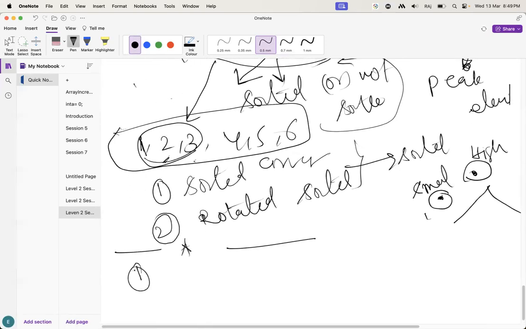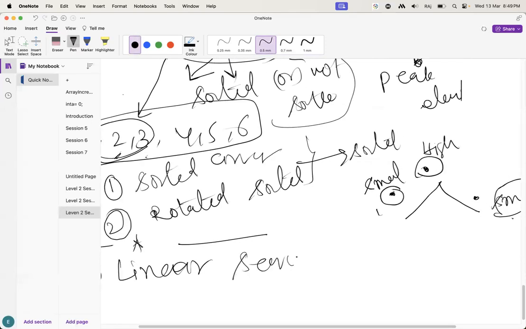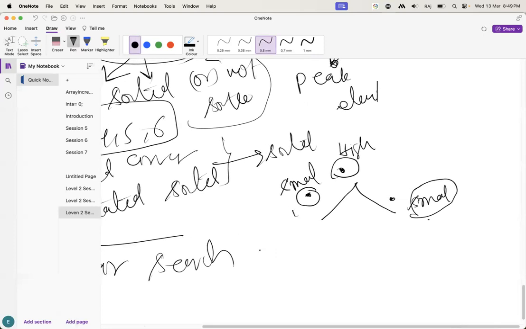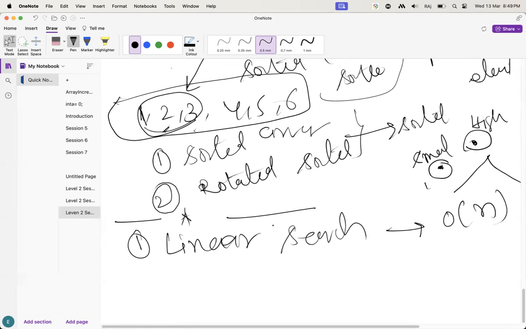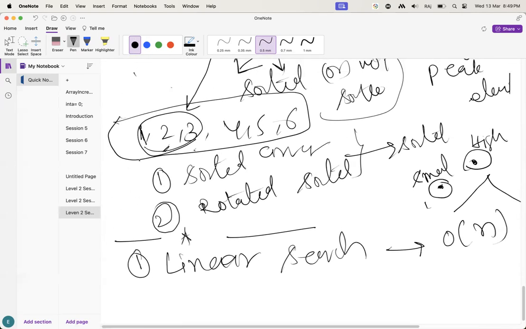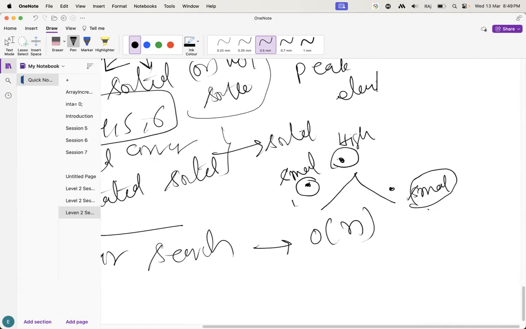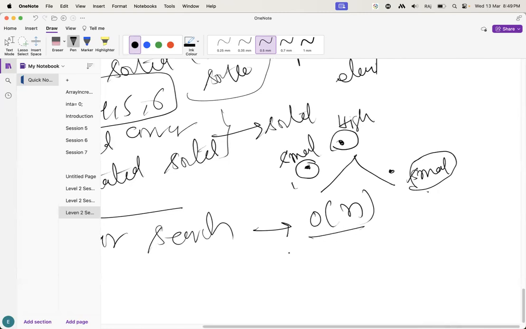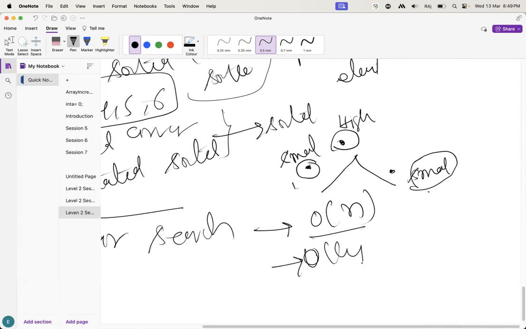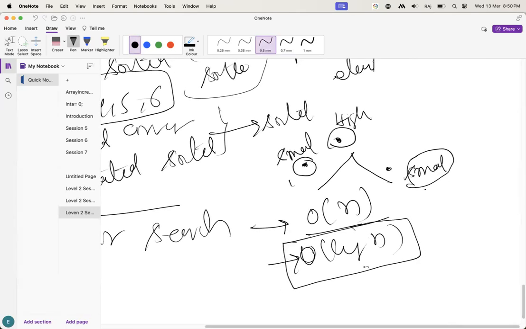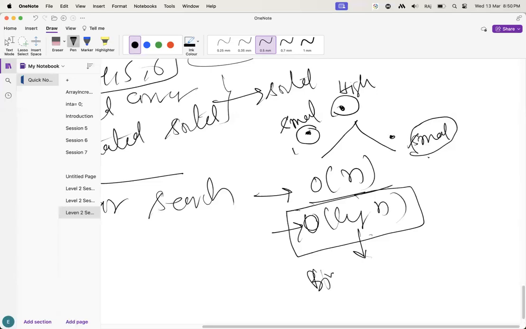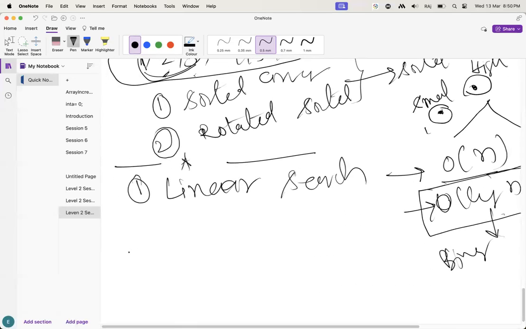Okay, guys. Now, how many ways can we find this element? We can find that element with linear search. What is the time complexity of linear search, guys? O of n. I have already told you this one. This is a sorted array, but a rotated sorted array. So we can do better than this, right? O of log n is what we can achieve using binary search.